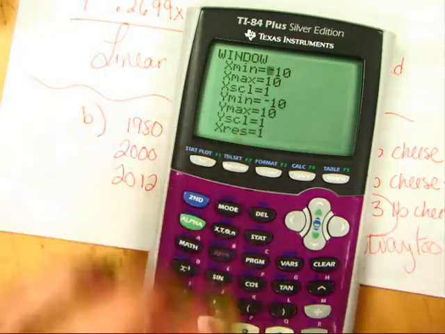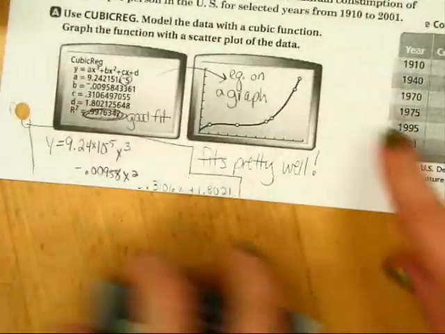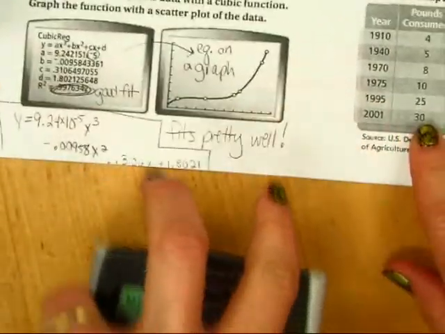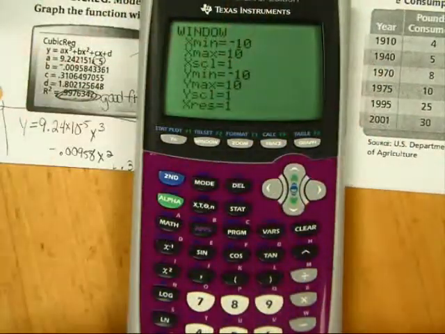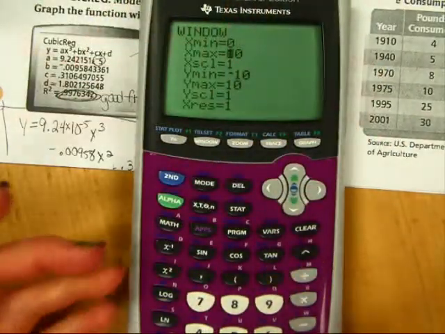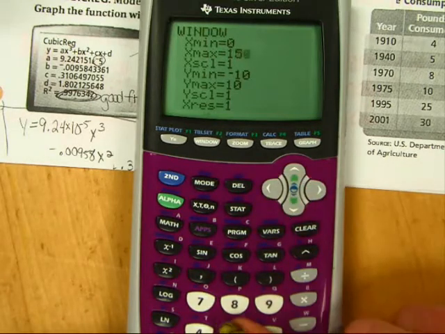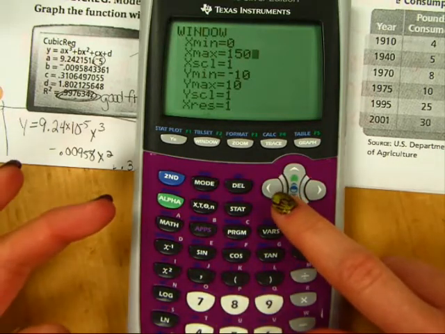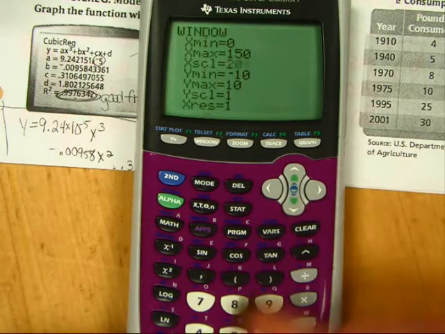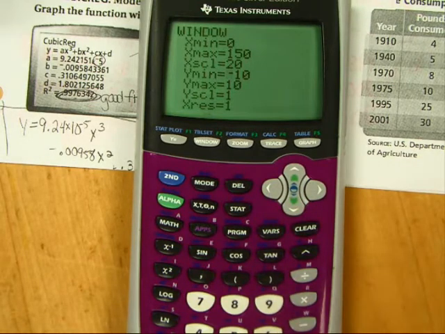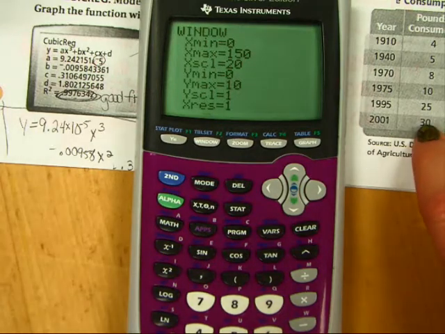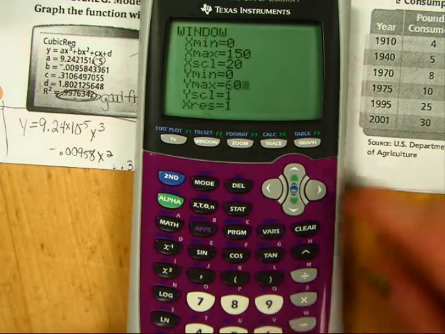To check out my window, I need my window to match my chart. Okay? So here's what I'm trying to get to. I'm going to have to use these numbers. I'm going to start at year 0, which would be 1900. I'm going to go up to year, let's do 150. So that would be like 2015. I'll skip by 20s, that's not a big deal. Now my Y minimum, I'm going to do 0 pounds of cheese, and then since this highest one was 30, I'm going to go up to like 60.